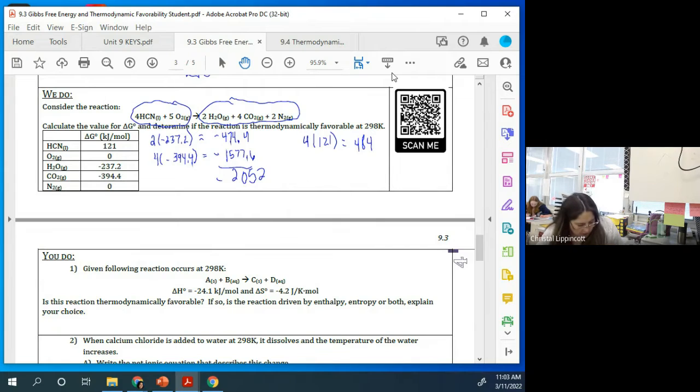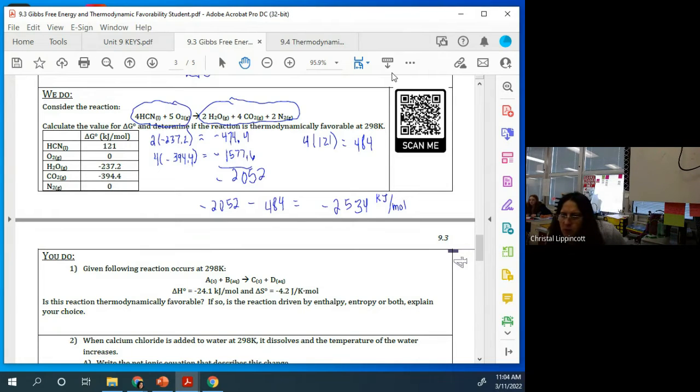Okay. So now I need to take my products minus my reactants. So I'm going to have negative 2052 minus 484. That's going to give me a negative 2534. And that's going to be kilojoules per mole. And they wanted to know if it was going to be thermodynamically favorable. Yes. Why? Right. My delta G value is negative, therefore it's thermodynamically favorable.